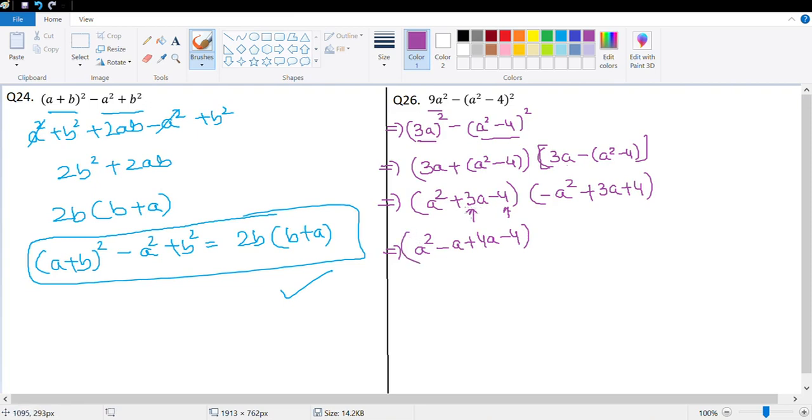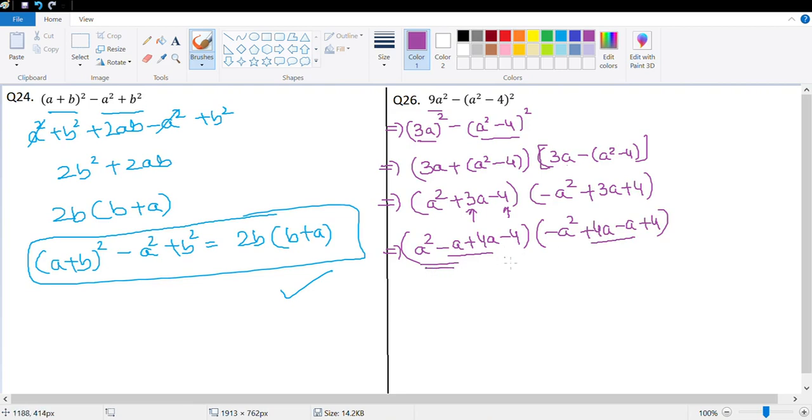All I have done is broken 3a as negative a plus 4a. Similarly, I need to find factors of negative 4, negative 1 into 4, the sum of which should be plus 3. Well, exactly the opposite of the previous one, which is minus 1 and plus 4. Okay, so minus a square plus 4a minus a plus 4. Not the opposite, exactly the same thing. This is negative a plus 4a. This is also negative a plus 4a.